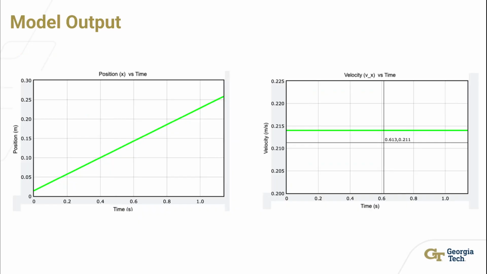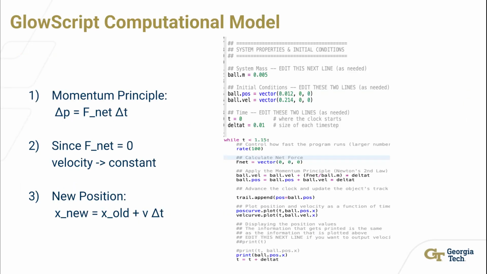The model output for our computational model is based off of three main equations. The first one is the momentum principle, the second one is that the net force is zero, and the third one is that the new position is equal to the old position plus velocity times t. On our right, we see the initial conditions with the mass, the position, and the velocity, time and delta t, along with the two equations, which are velocity equals initial velocity plus force divided by mass times delta t, as well as the equation for position, which is initial position plus velocity times delta t.